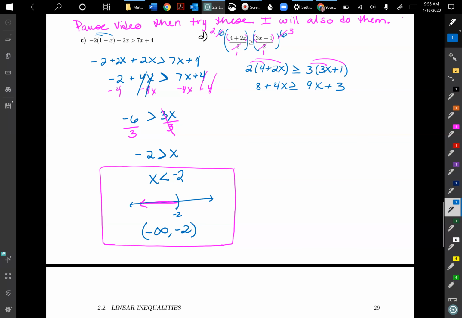Now I would just follow the same process as I've done before, now that I've dealt with the fractions. This time, let's see, I'll subtract 9x from both sides. So it gets rid of that. Now I need to subtract 8 from both sides. Gets rid of that 8. So now I'm left with 4x minus 9x gives me a minus 5x greater than or equal to a negative 5.